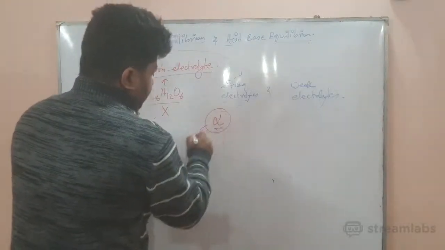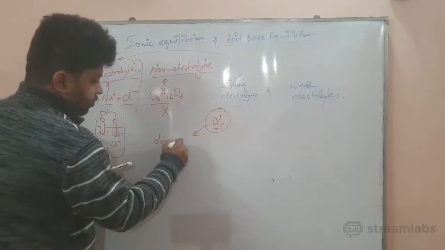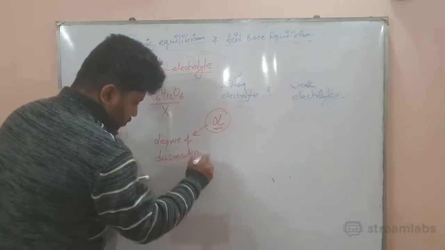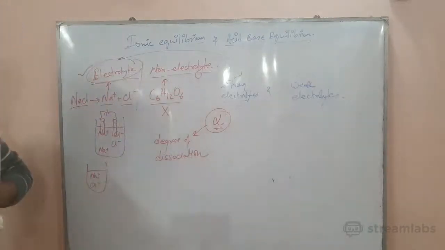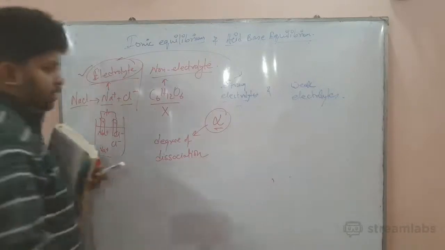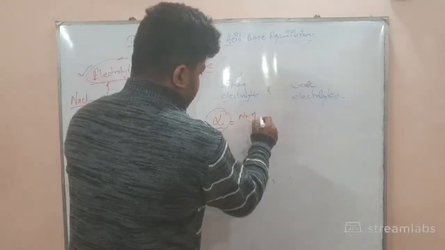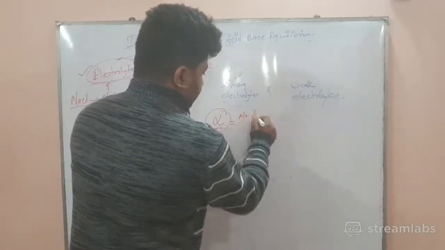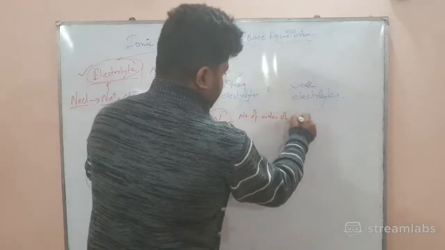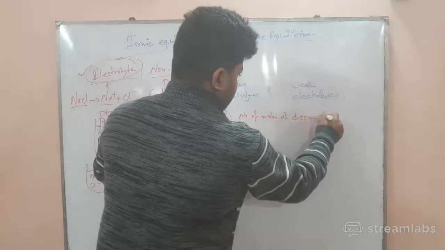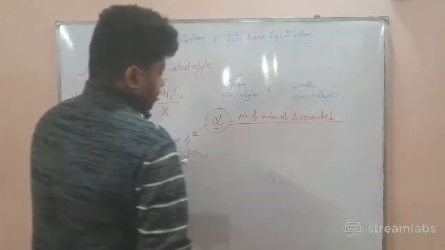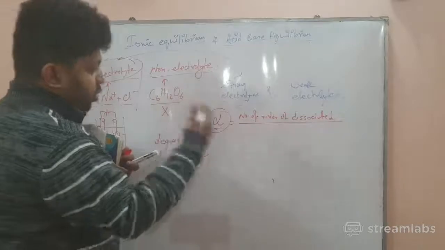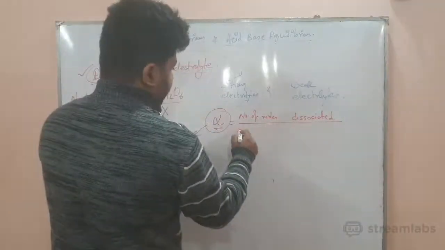alpha, the degree of dissociation. The degree of dissociation of an electrolyte is alpha, and alpha is equal to the number of moles dissociated of the compound divided by the total number of moles.